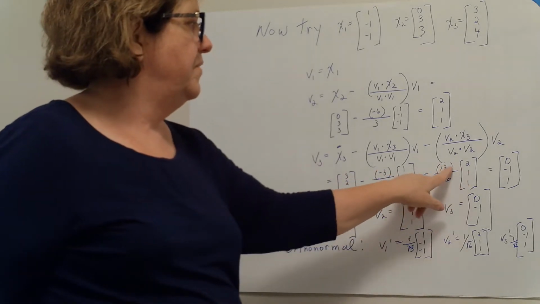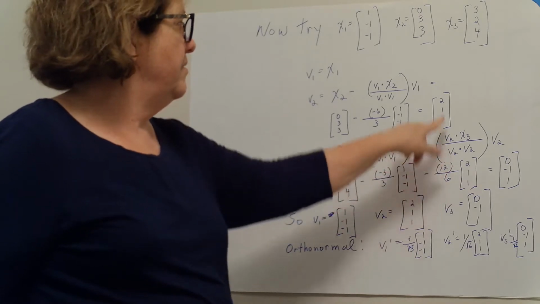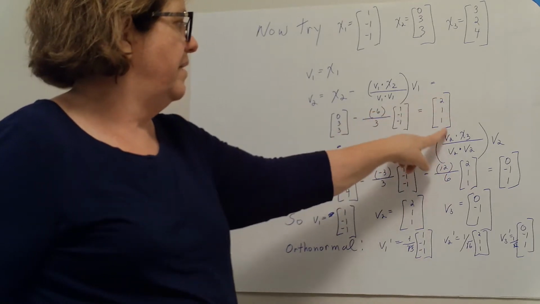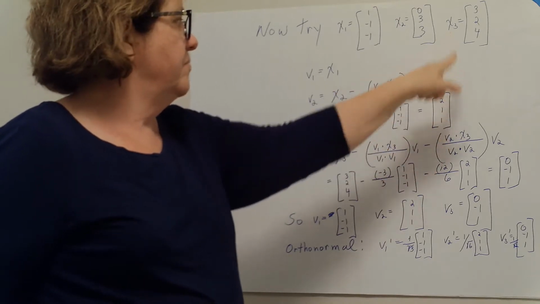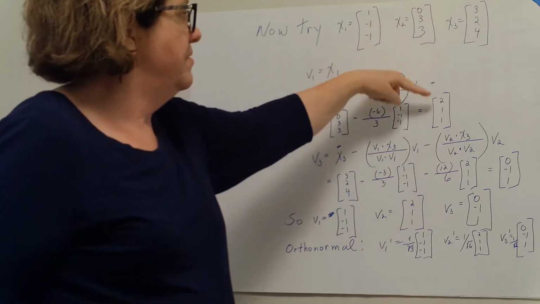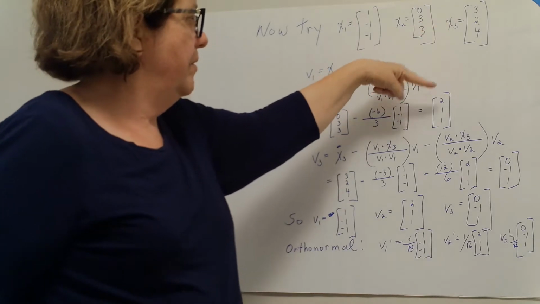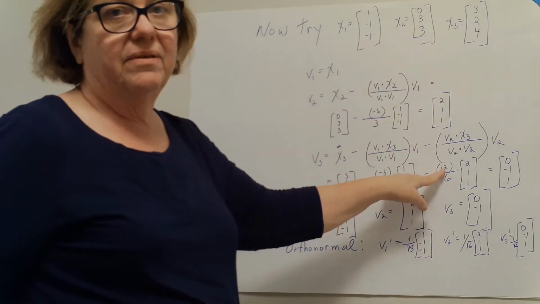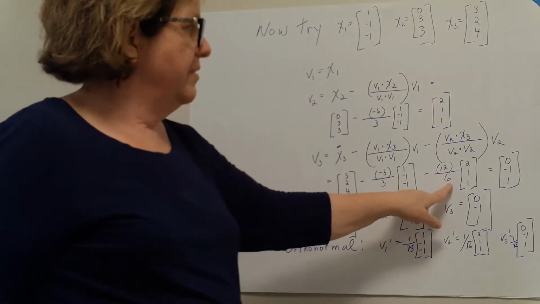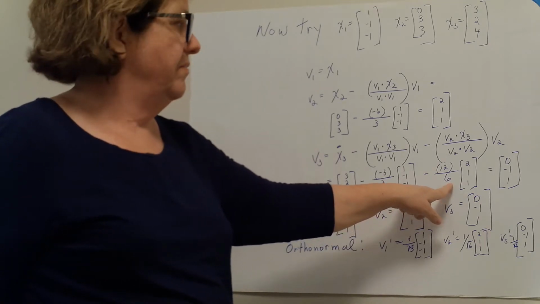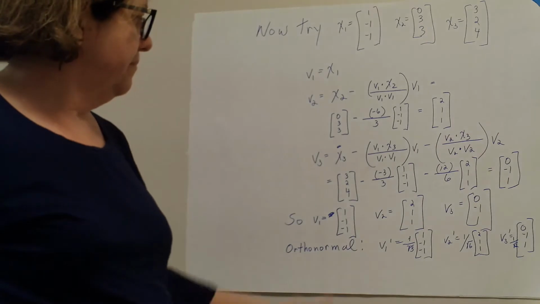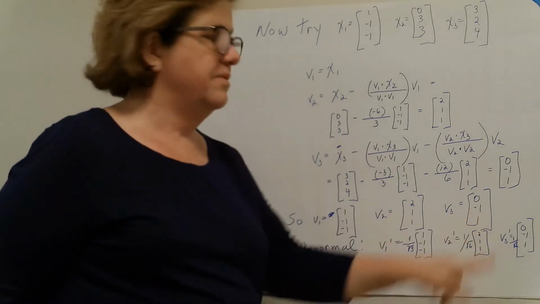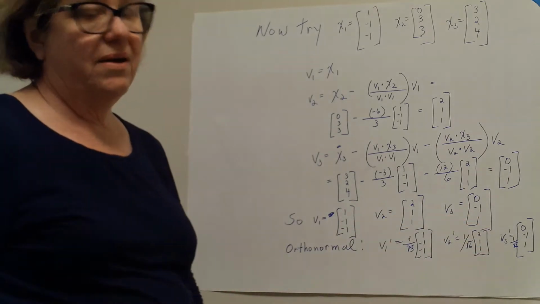So this is just v2 and x3. The dot product of v2, which is here, and x3 is going to be 2 times 3, which is 6, plus 2 plus 4, which is 12, divided by the dot product of v2 with itself. And we wind up with (0, -1, 1). So here's our new basis that's definitely orthogonal.